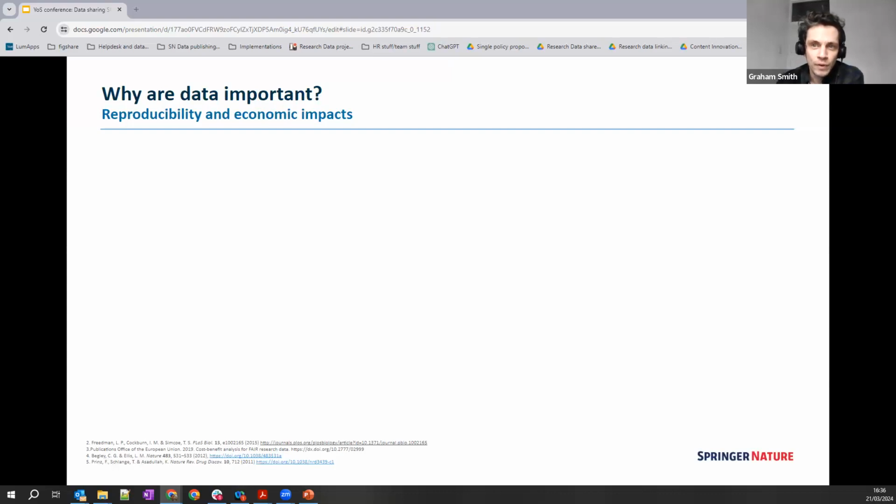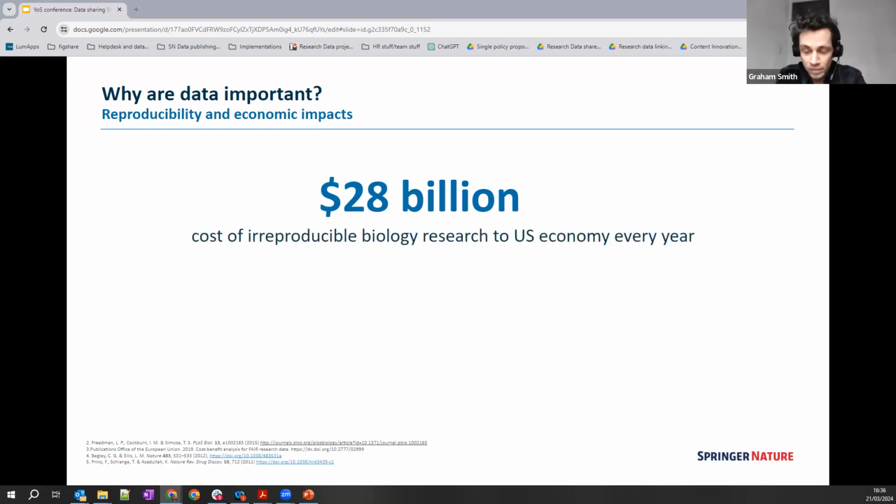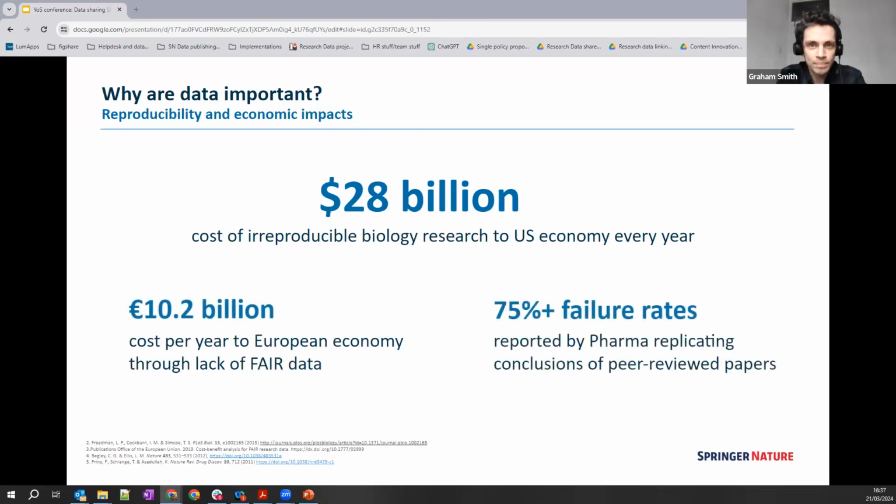It's important to note that there are challenges within this. If we consider this figure, this is $28 billion a year. It's a figure that a study in 2015, so this may even be higher by now, came up with on the cost of irreproducible biology research just to the US alone. And we've seen other studies coming up with comparable figures that run into billions around the lack of available, accessible, interoperable research data and what cost that really has to society, as well as on having to duplicate research and just the impact on reproducibility more widely.